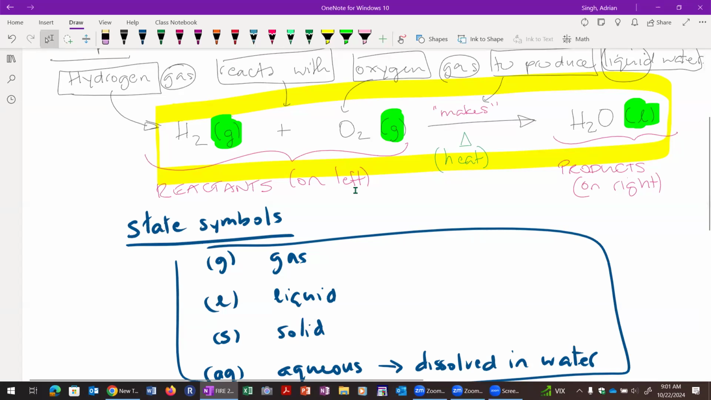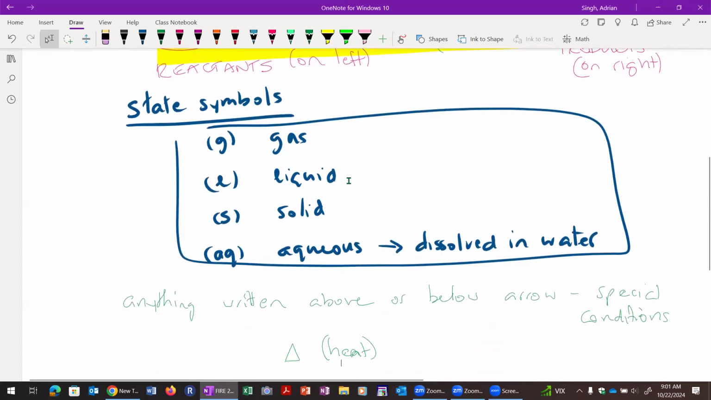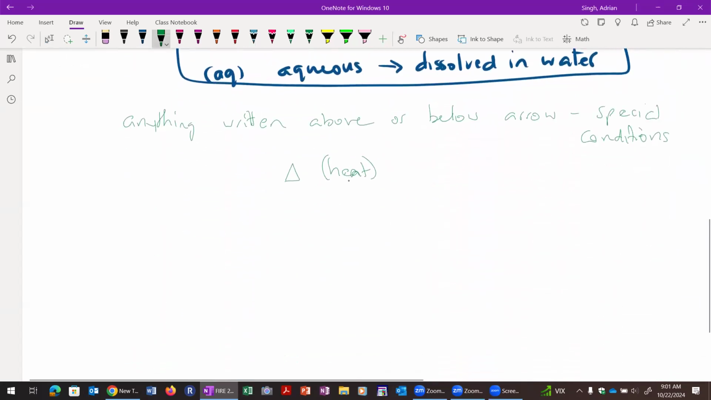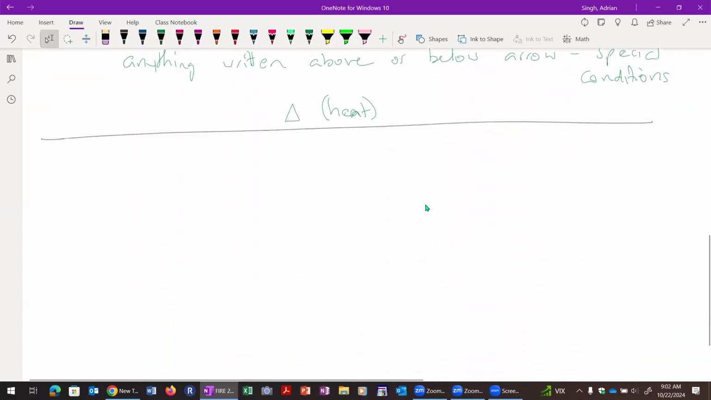A couple of things now to keep in mind when we are using a chemical equation, and it's a very important rule, very important law to be more specific, and that is the law of conservation of matter. So when using chemical equations, we need to follow the law of conservation.